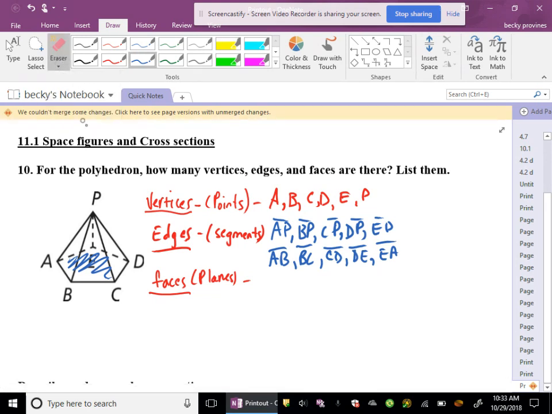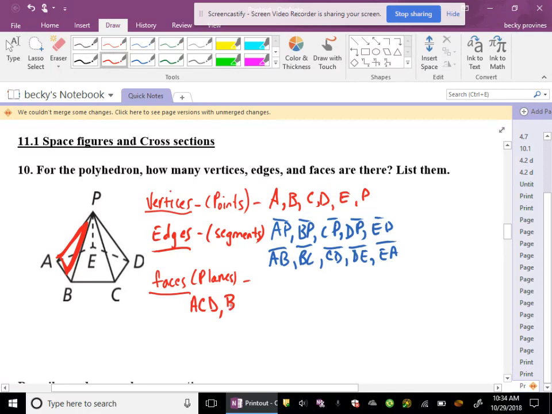Now, remember, when you name a plane, there's always 3 letters. So on the bottom, there are 5. You're going to pick 3 of those letters to name it. So I'm just randomly picking 3, A, C, D. Okay, so let's talk about this plane here. Well, there's only 3 letters, and it doesn't matter the order you put them in.